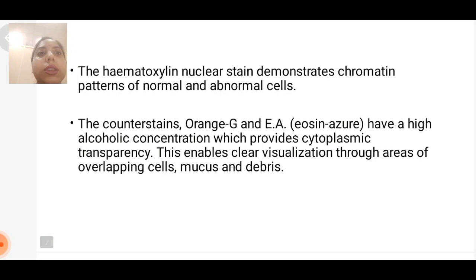The hematoxylin nuclear stain demonstrates chromatin patterns of normal and abnormal cells. The counterstains orange G and eosin azure have a high alcoholic concentration which provides cytoplasmic transparency. This enables clear visualization through areas of overlapping cells, mucus and debris.